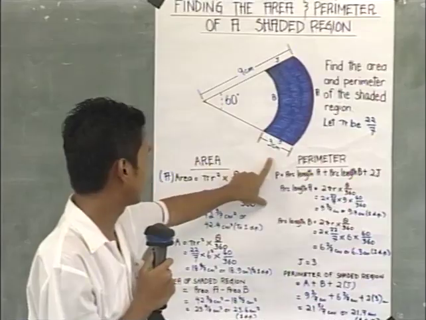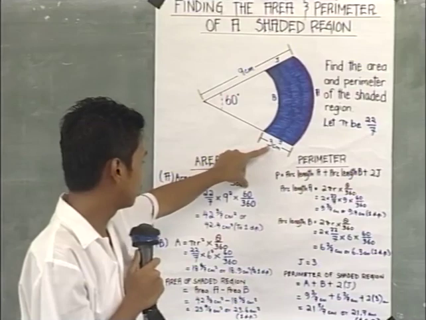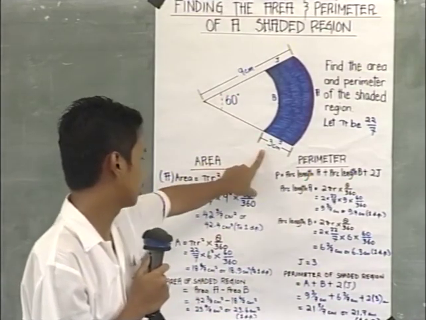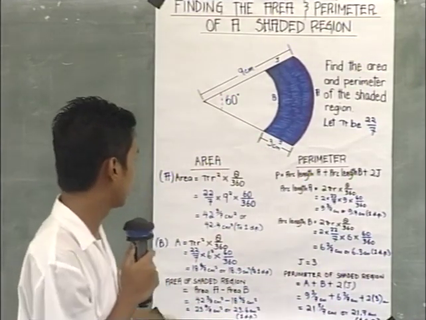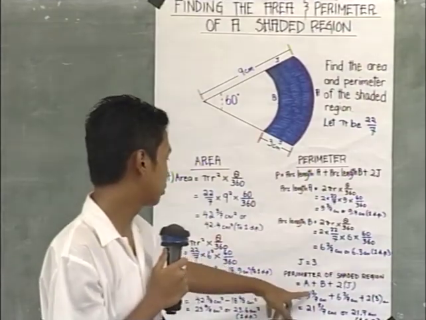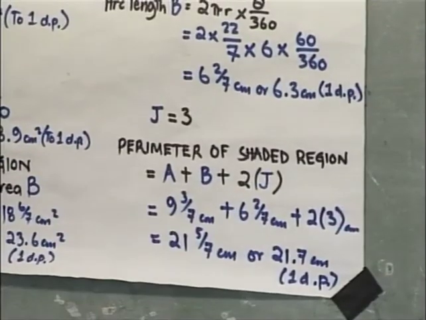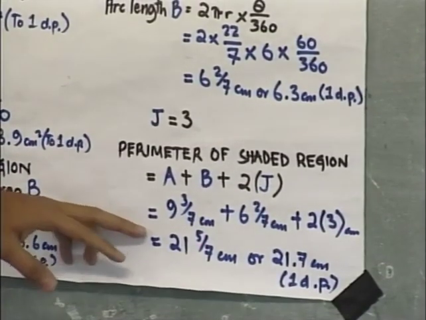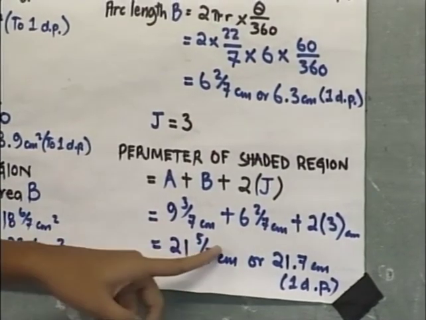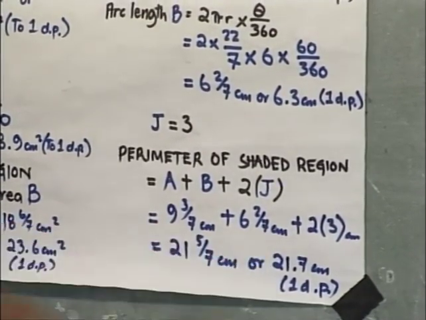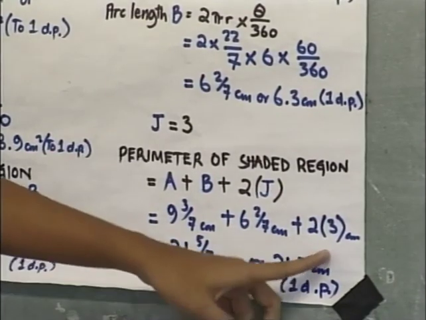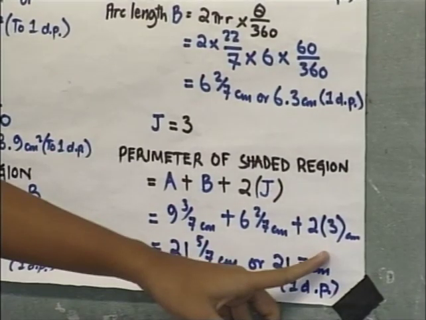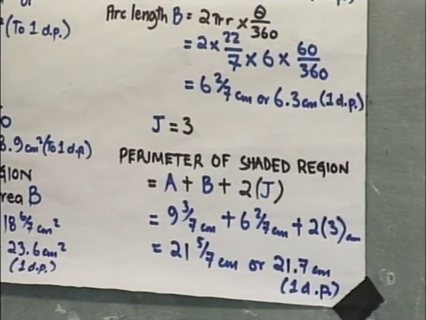Since we labeled the part of the radius J, which is also equal to 3, therefore the perimeter of the shaded region is A plus B plus 2 times J, which is 9 3/7 centimeters plus 6 2/7 centimeters plus 2 times 3. To 1 decimal place.